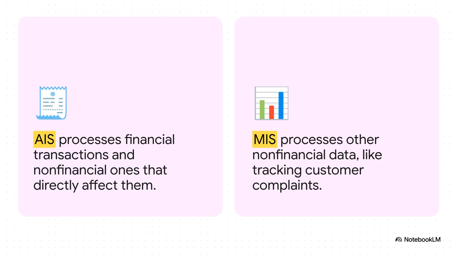And here's the breakdown. The Accounting Information System, or AIS, is all about the money. It's the financial brain. It handles sales, purchases, and even things that directly lead to financial transactions, like setting up a new vendor you're going to have to pay later. The Management Information System, or MIS, is the operations brain. It handles all the other stuff you need to run the business, like tracking customer complaints or managing employee data. They're two separate brains, but they're constantly talking to each other.